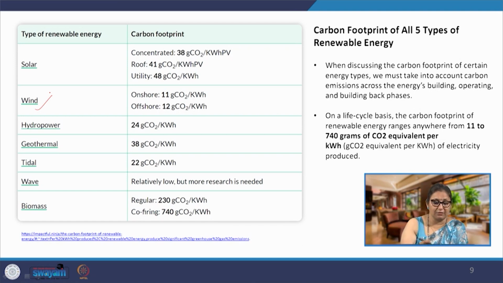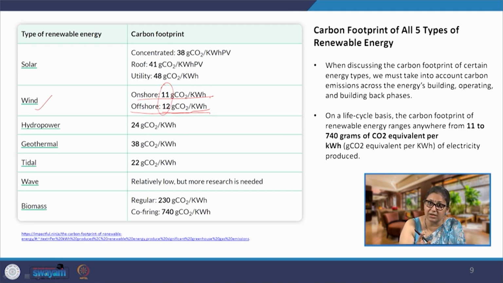Now, here when we are looking at wind, onshore and offshore, this number will also change. Some places you will see that the offshore wind is significantly lower, it has a lesser emission intensity. In some other cases you will find onshore has a lower number, but whatever this number is, it is approximately in the same range, which is 12 grams of carbon dioxide equivalent per kilowatt hour, which comes to approximately 12 kilograms of carbon dioxide equivalent per gigawatt hour.